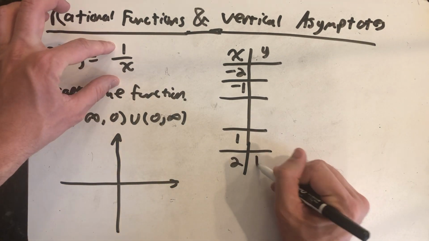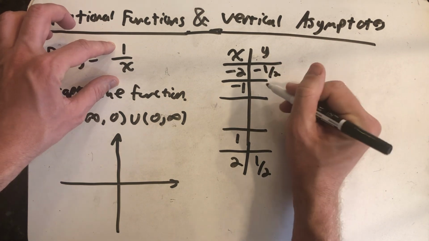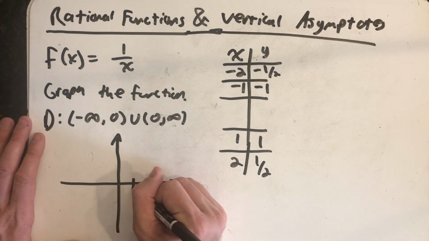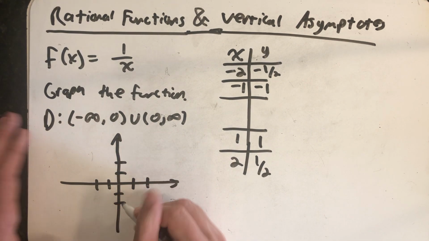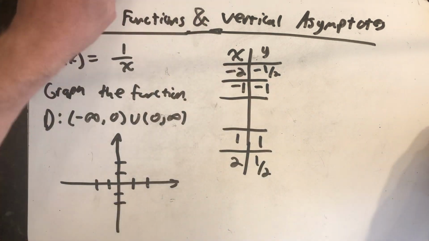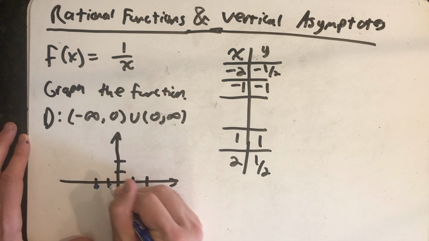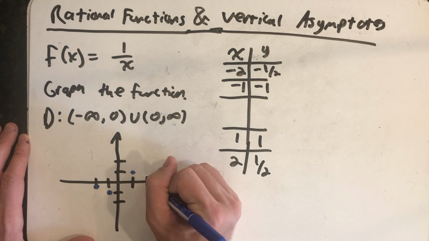Plugging in 2, I'd get out 1/2. Plugging in a -2, then make that a -1/2. Plug in a -1, I get out -1. Plug in a 1, I get out +1. Let's plot those points and see what's going on. At -2, I'm at -1/2. At -1, I'm at -1. At 1, I'm at 1, and at 2, I'm at 1/2.